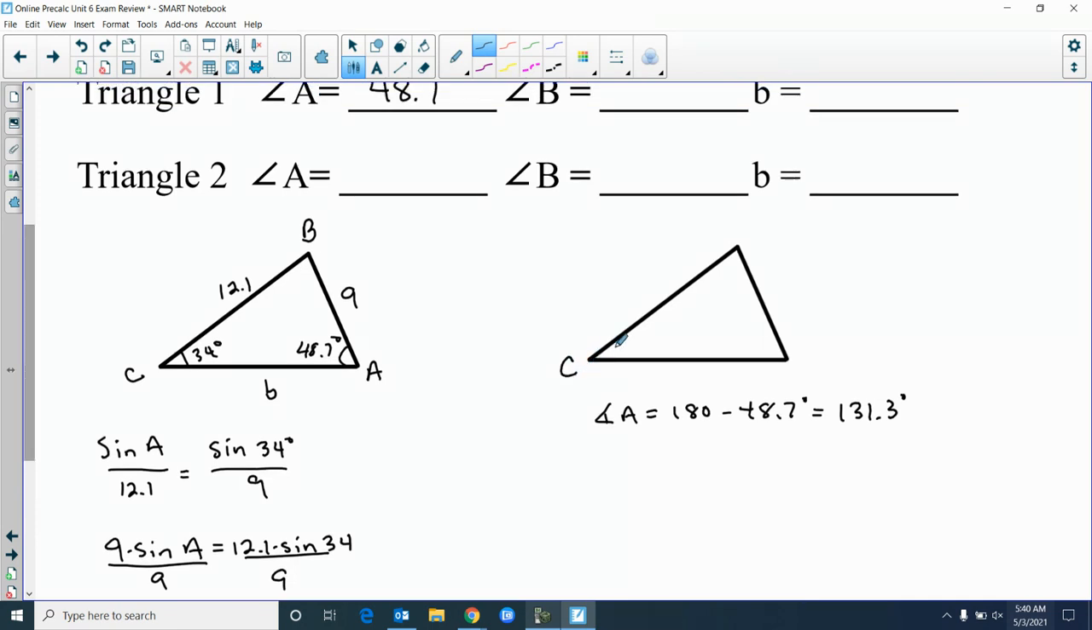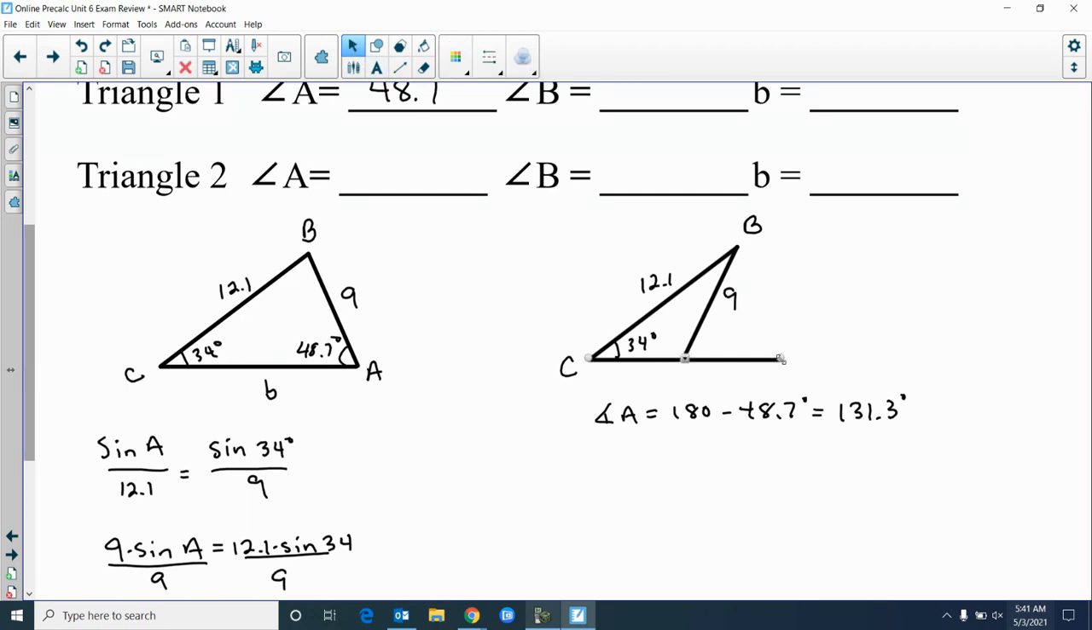So we have to keep angle C the same, which is 34 degrees. Side C cannot change, it's 9. This is 12.1. This is angle B. Now, here's what happens. Those two won't change. This side is the one that's going to stay the same, but it can move. And if I flip it over here, that can still be 9.